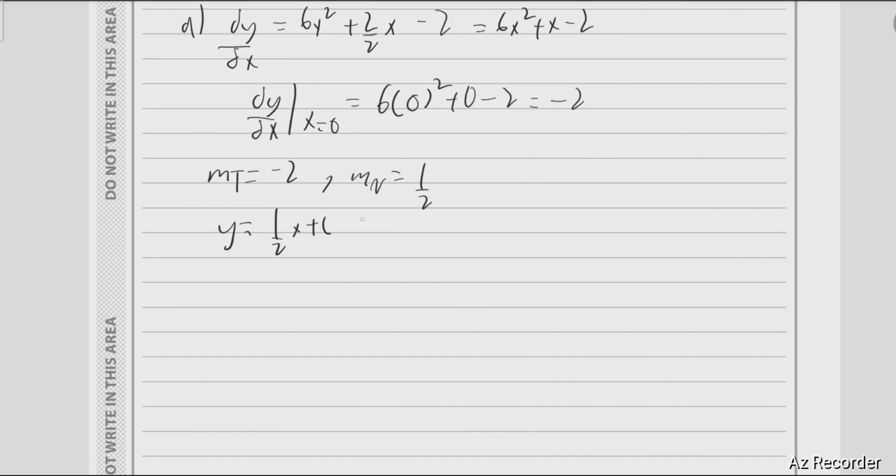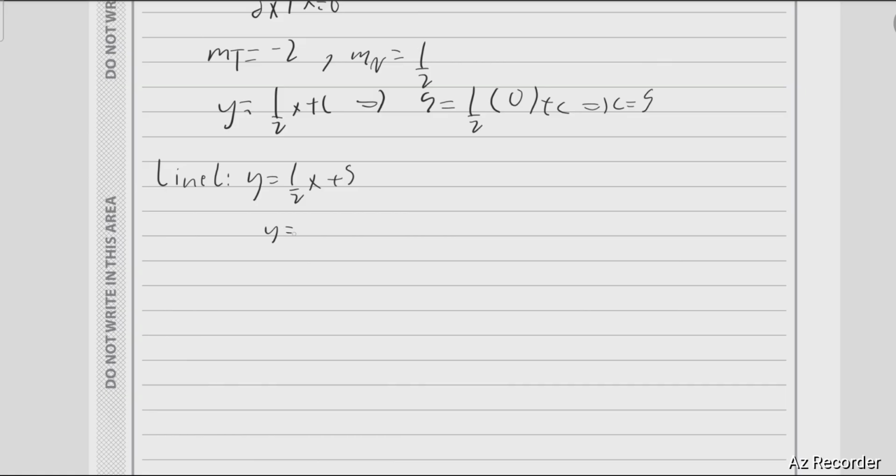We can substitute the values of y and x: 5 equals half times 0 plus c. So c is equal to 5. y equals half x plus 5. That's line L.